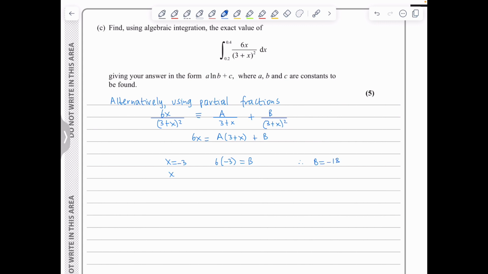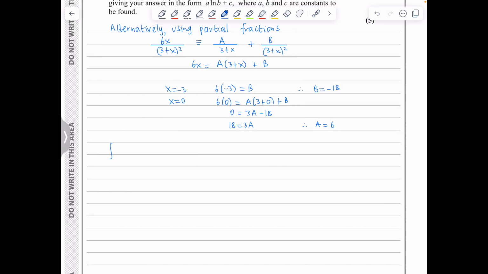And if I substitute x is 0, I'll get 6 times 0 is equal to a times 3 plus 0 plus b. So we've got 0 is 3a plus b, which was found to be minus 18. So 18 is equal to 3a, and therefore we conclude that a is equal to 6. So this means that the integral from 0.2 up to 0.4 of 6x over (3 plus x) all squared with respect to x can be written as the integral from 0.2 up to 0.4 of 6 over 3 plus x minus 18 over (3 plus x) all squared dx.